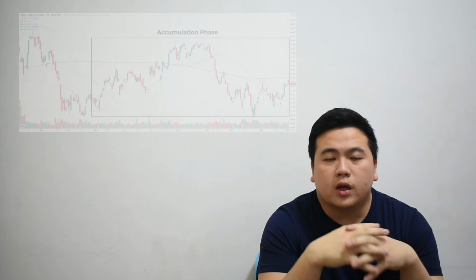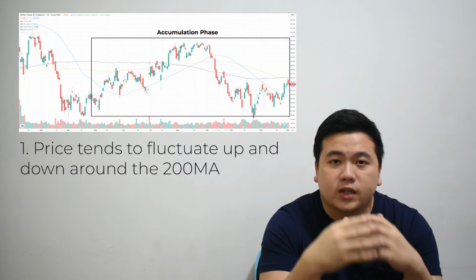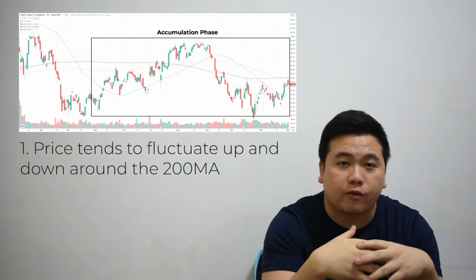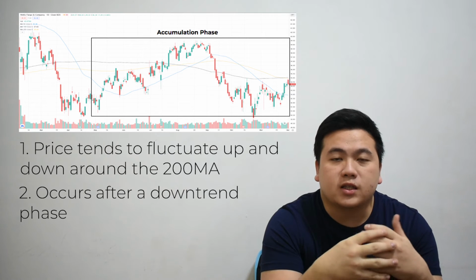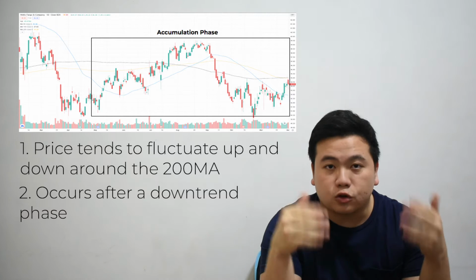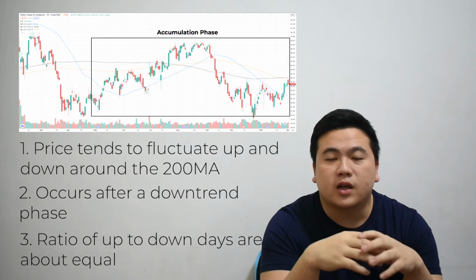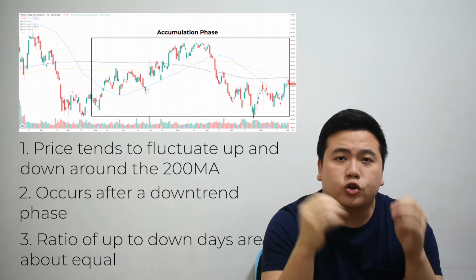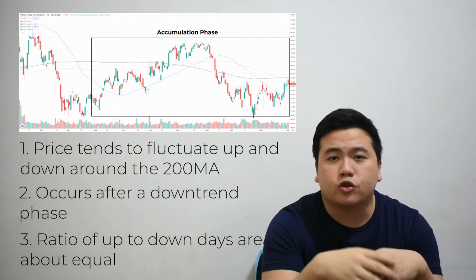So to identify a stage 1 accumulation phase, here's an example. You need to look out for the following criteria. Firstly, you need to look at the price action and see that it's chopping across the moving averages and fluctuating around the 200 moving average. Secondly, you need to recognize that this is a stage 1 accumulation phase which comes after a stage 4 downtrend phase. The third criteria you're looking for is that the ratio of up to down days are about equal. For traders looking for market opportunities within stage 1, all you need to do is to look for the range and trade from the lows to the highs or vice versa.